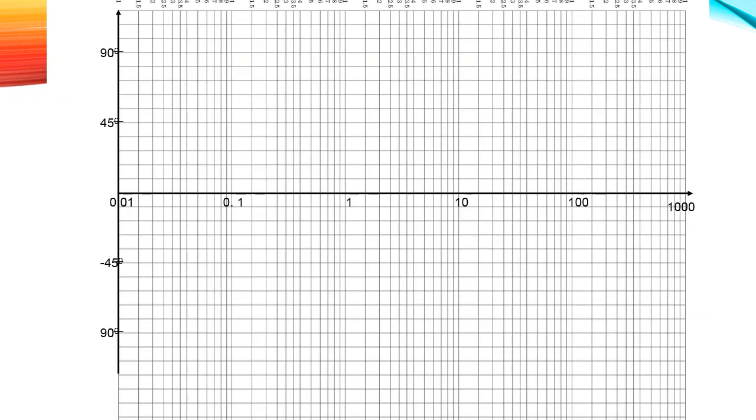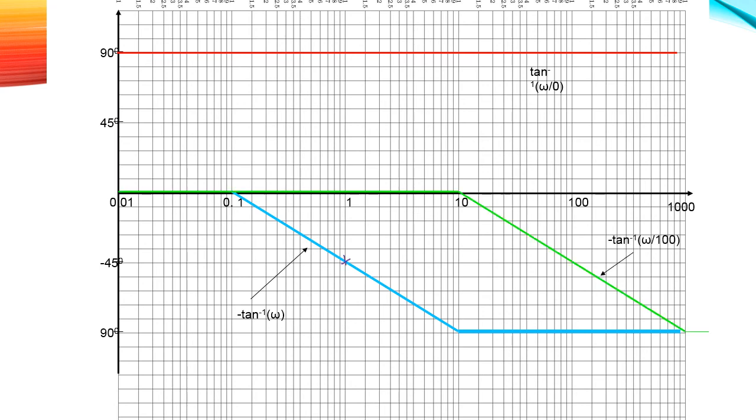Same goes to the phase plot. First you need to define the x-axis, the omega, and then plot the zeros at origin, which is a constant 90 degrees, and then you have poles at 1, so it's crossing minus 45 at 1. Another one, poles at 100, it's minus 45 degrees at 100. Finally, you total them up.